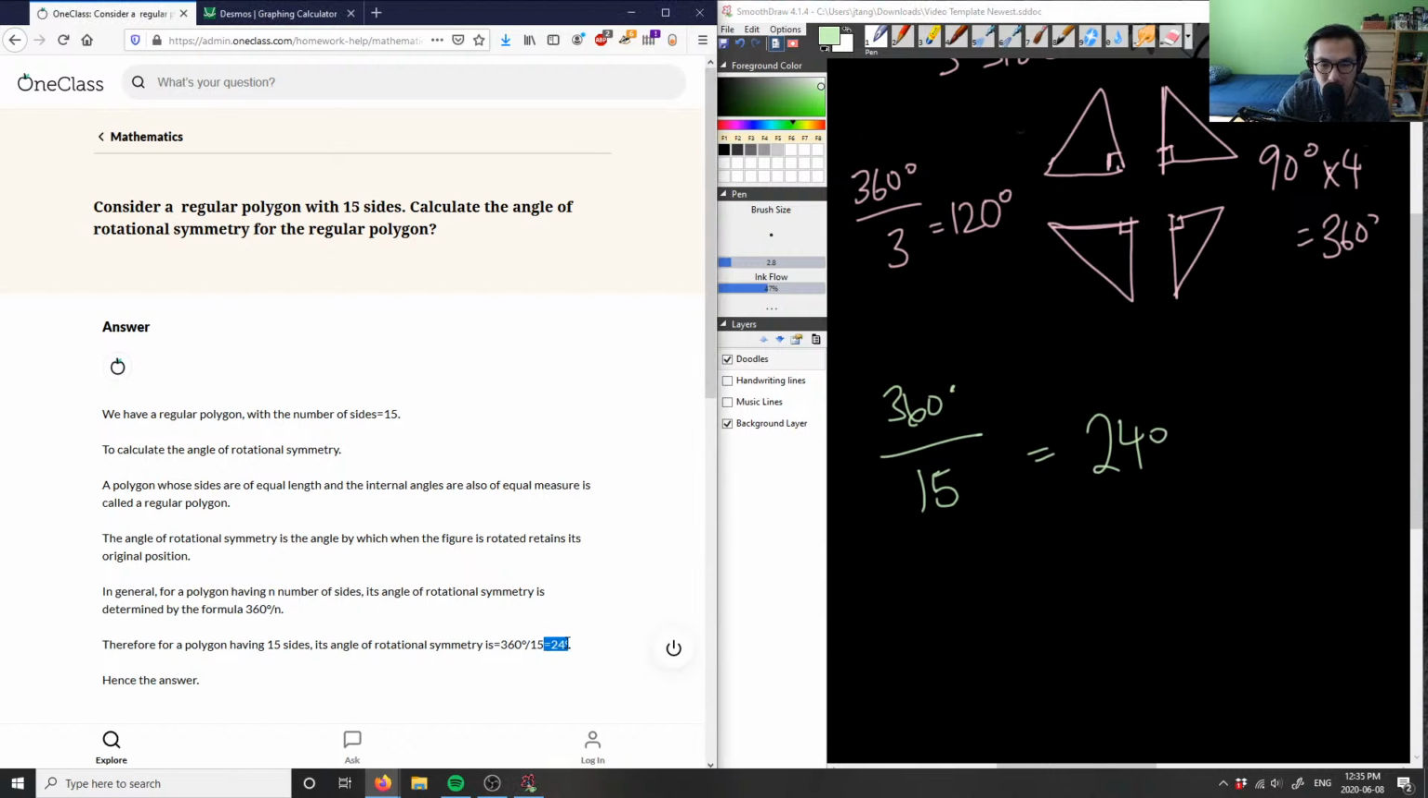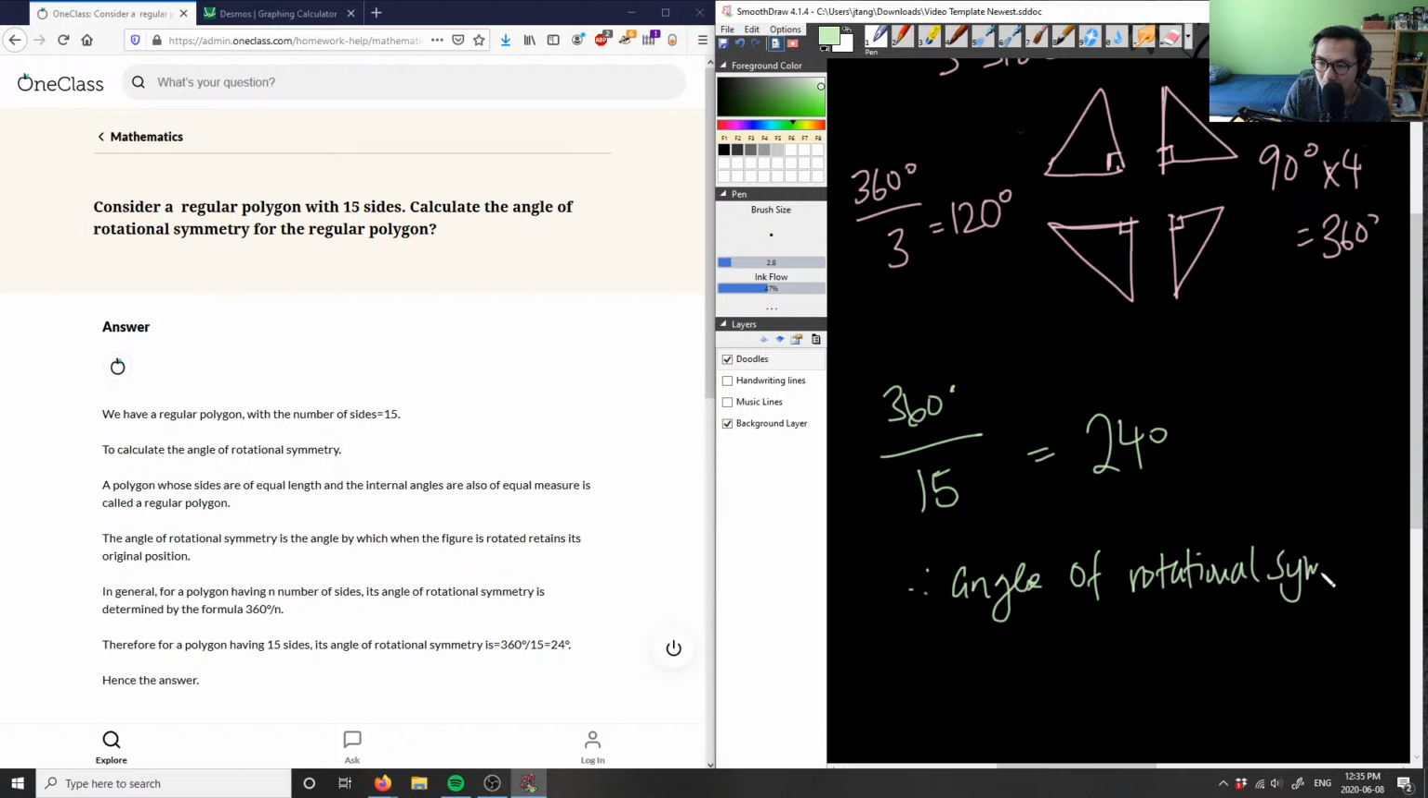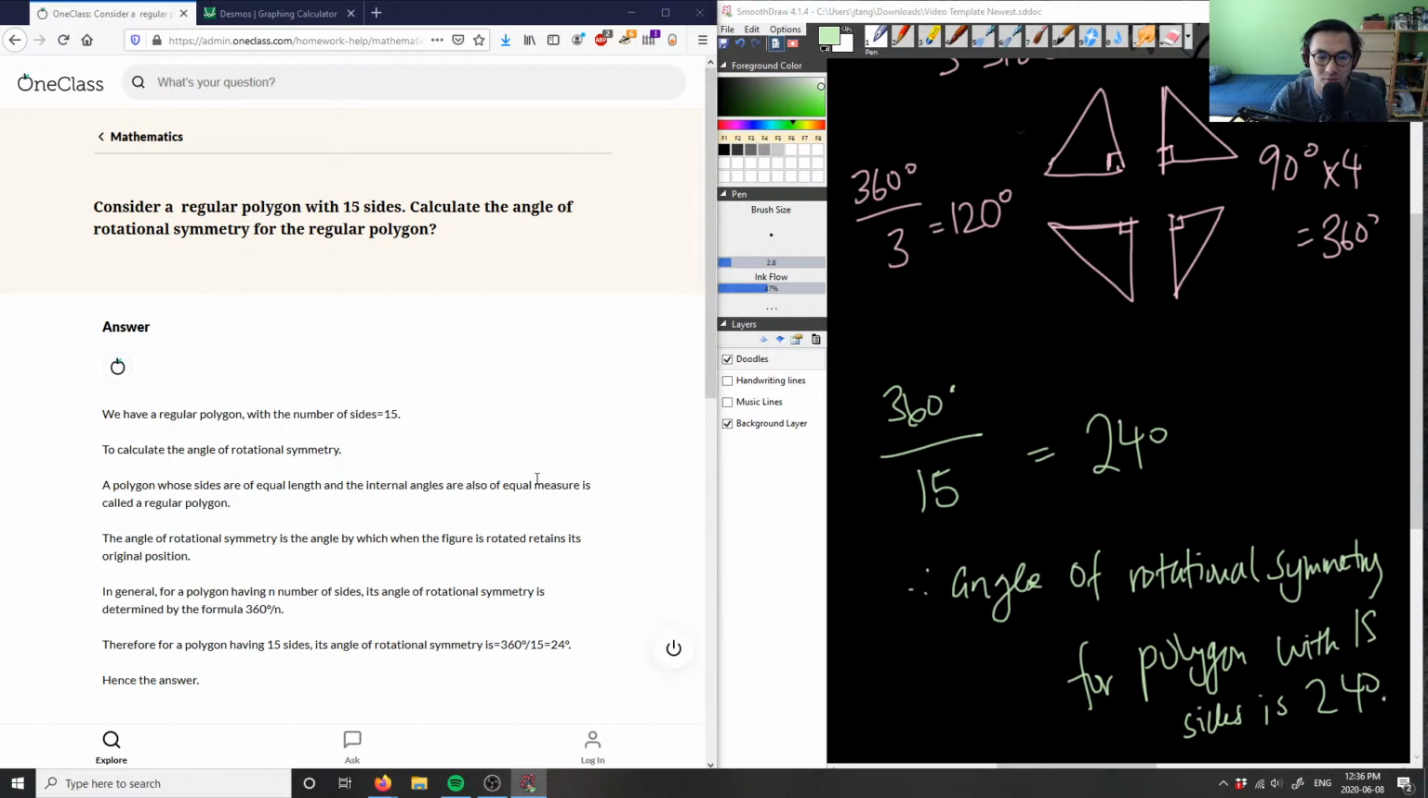And as you can see, this solution is correct as well. So therefore, the angle of rotational symmetry for a polygon with 15 sides is 24 degrees. And this solution here is correct.